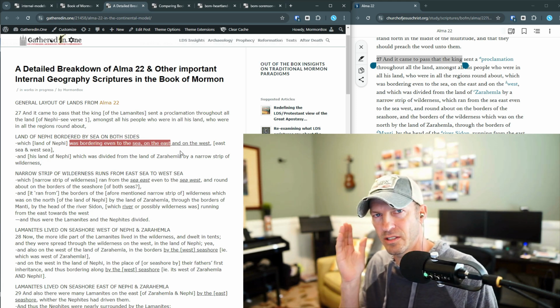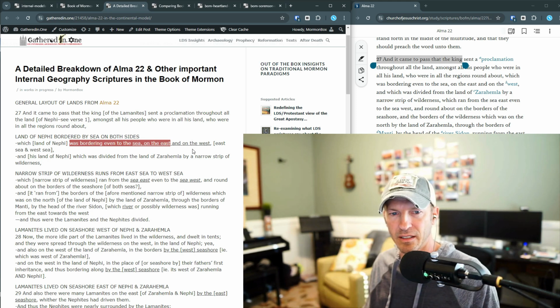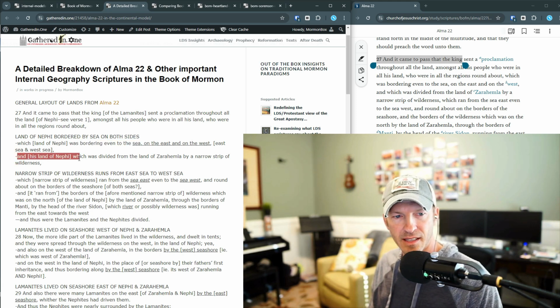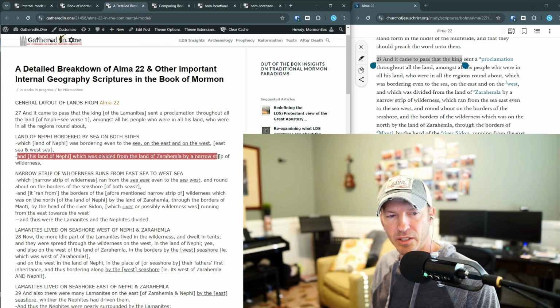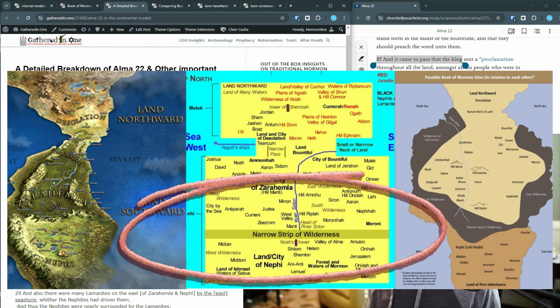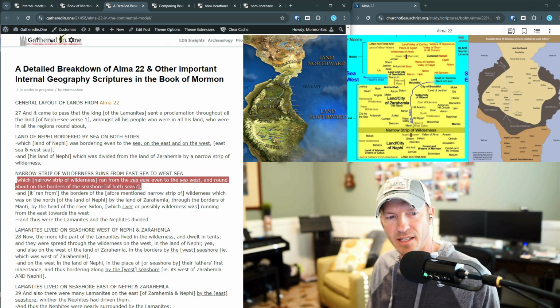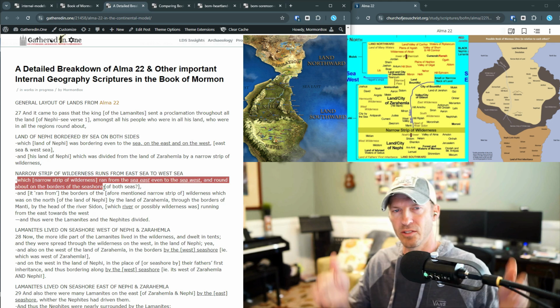Let's continue so that you know for sure that my brackets here are not inventing something. They're clarifying something that is obvious within the text, right? "And his land of Nephi, which was divided from the land of Zarahemla by a narrow strip of wilderness." So there's a narrow strip of wilderness between the land of Zarahemla and the land of Nephi. Okay, now this is the part I was talking about right here. "Which narrow strip of wilderness ran from the sea east even to the sea west and round about the borders of the seashore," right? Obviously the seashore on both sides.